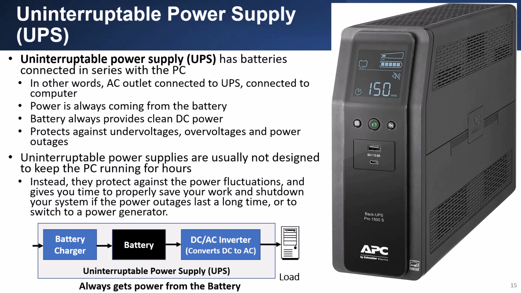Uninterruptible power supplies are usually not designed to keep the PC running for hours. Instead, they protect against power fluctuations and give you time to properly save your work and shut down your system if the power outages last a long time or to switch to a power generator.